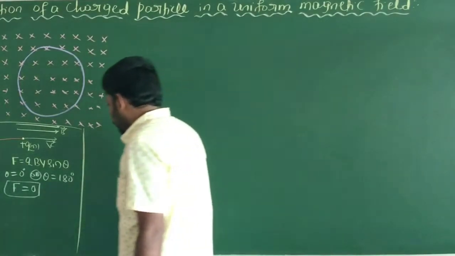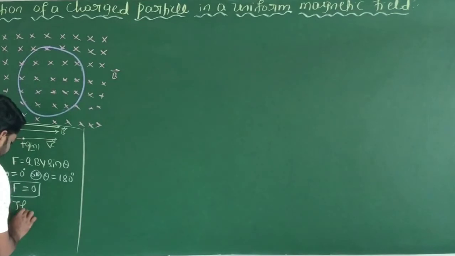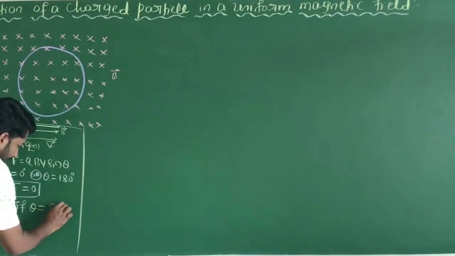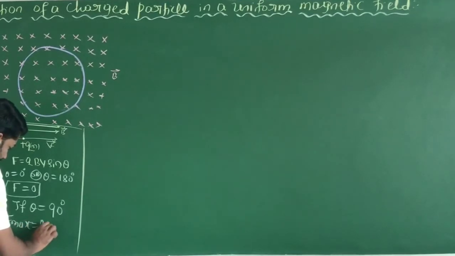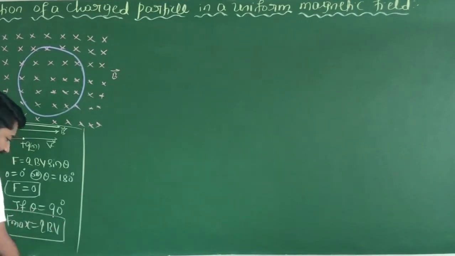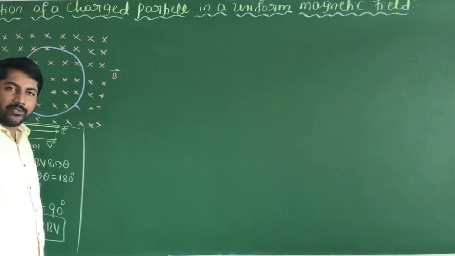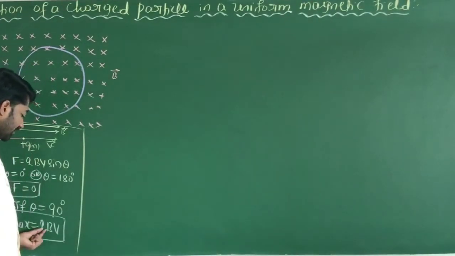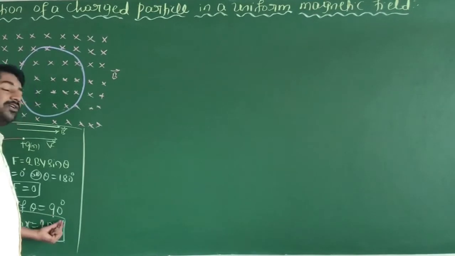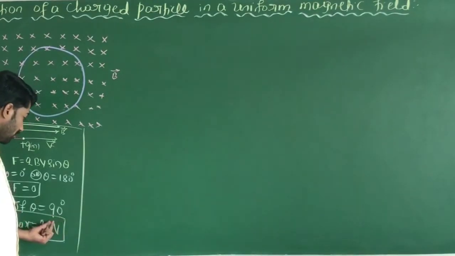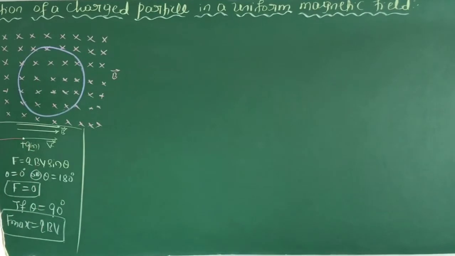In the second case, suppose theta is equal to 90 degree, then sin 90 degree is 1. Here the force is maximum. F maximum is equal to Q into B into V, where Q is the magnitude of the charge, B is the magnetic field, and V is the velocity of the charged particle. They are mutually perpendicular to each other. This is when it moves perpendicular to the direction of the magnetic field.